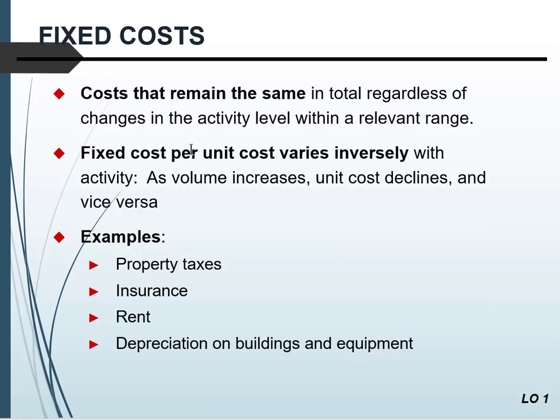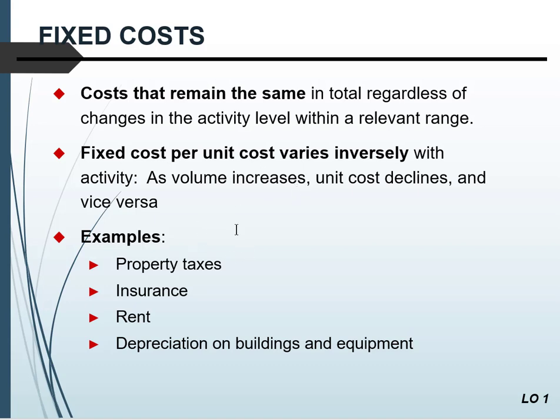What about fixed cost? These are costs that remain the same in total, regardless of the changes in activity level. But what does change is the fixed cost per unit, because as you make more things, the fixed cost in total is divided by these additional units.